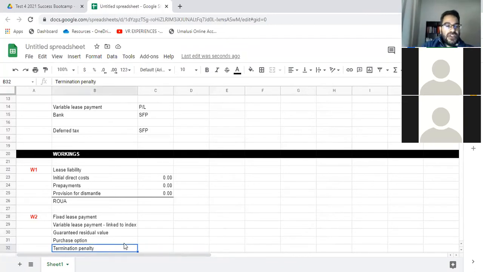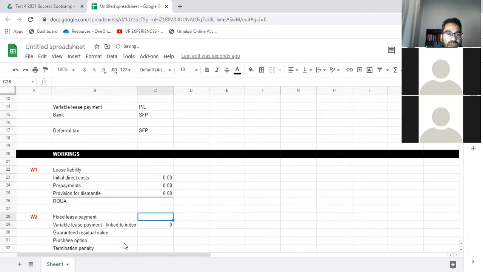So now, when I read the scenario, my brain already picked up that there's a fixed lease payment, there is a possibility of a variable lease payment linked to an index, there's a guaranteed residual value, there's no purchase option, there's no penalty. With a variable lease payment linked to an index, there was that aspect. But remember, the index only impacted the 2020 financial year. We are busy with the 2019 financial year. So at initial recognition, there's no impact on the variable lease payment.